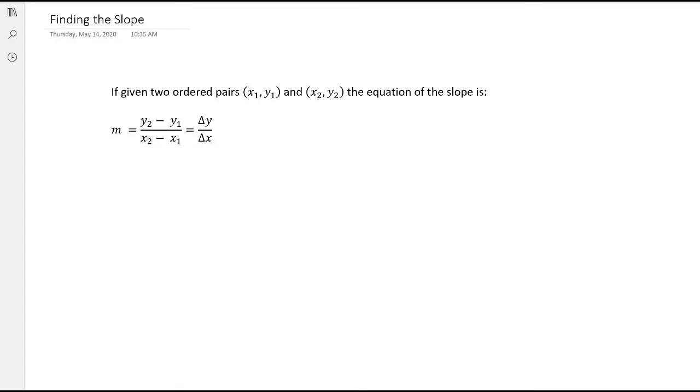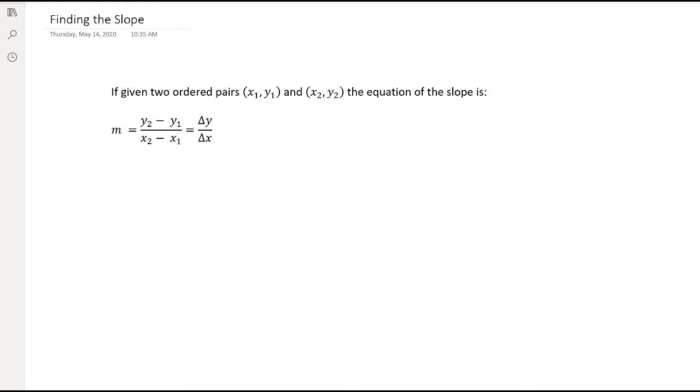Alrighty folks, just wanted to make a quick little video on how to find the slope between two ordered pairs. So if we're given two ordered pairs, let's say they have the coordinates x1, y1 and x2, y2, then the equation of the slope, which hopefully you're familiar with, is m, which is our symbol for slope, is equal to, we take y2 minus y1 and we divide it by x2 minus x1.